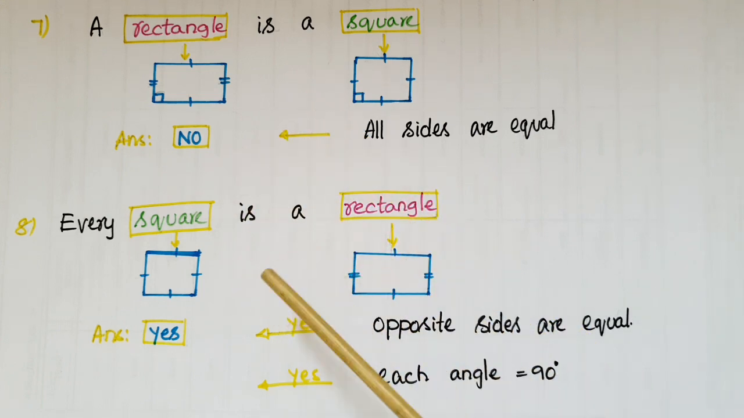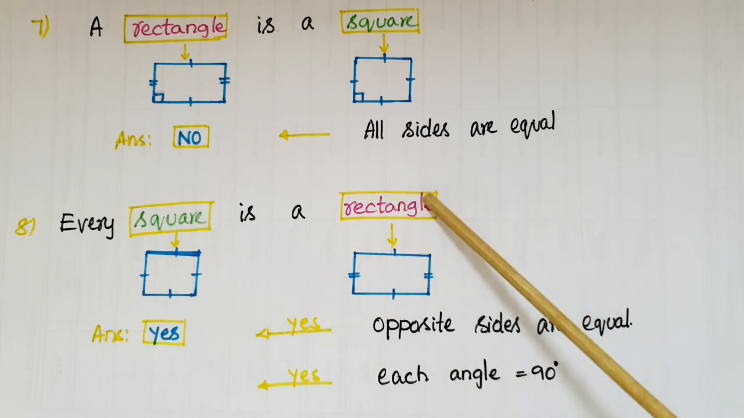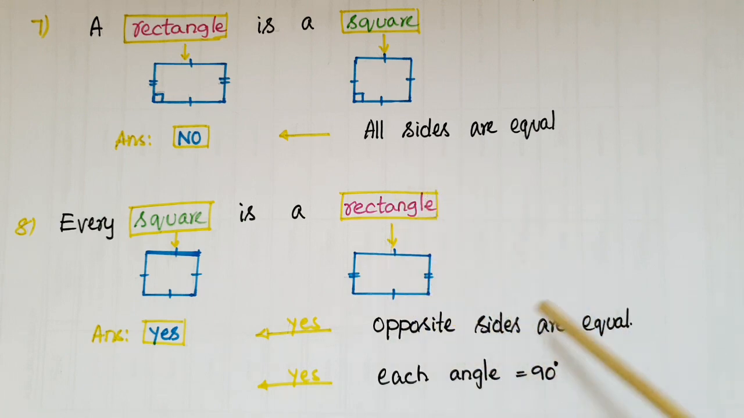Next one is every square is a rectangle. So first write the properties of rectangle. Opposite sides are equal and each angle is 90 degrees. So in square also opposite sides are equal and each angle is 90 degrees. So this statement is true.